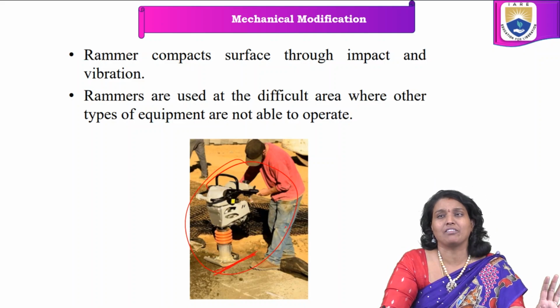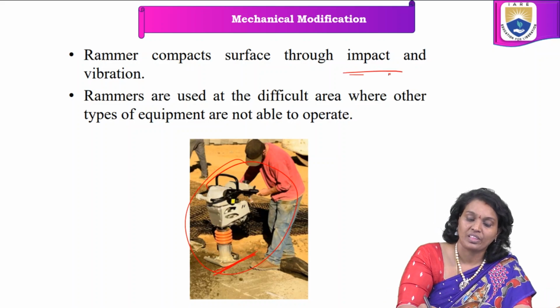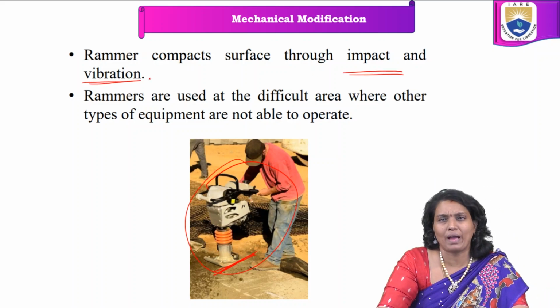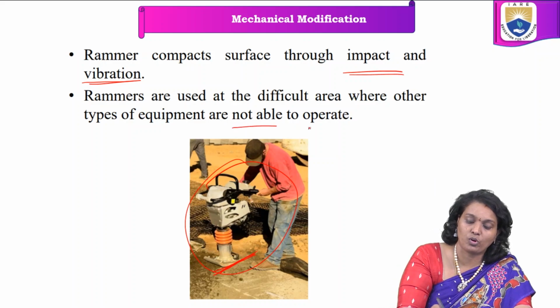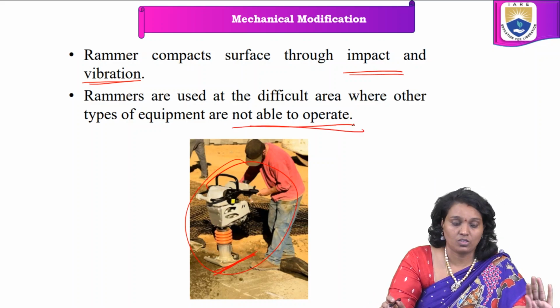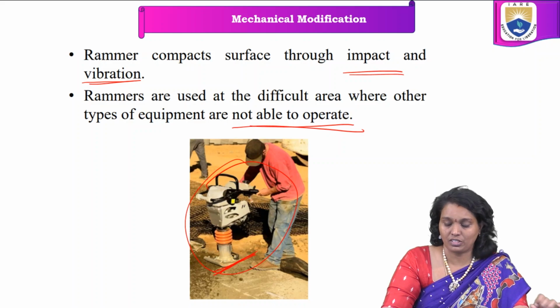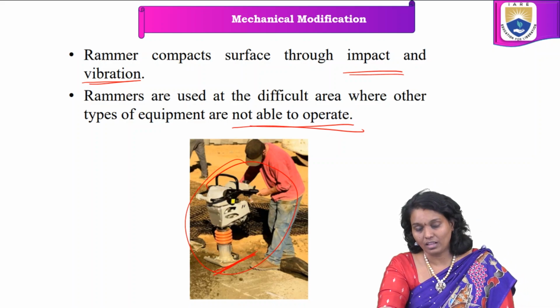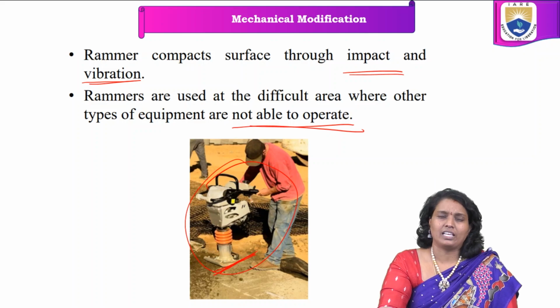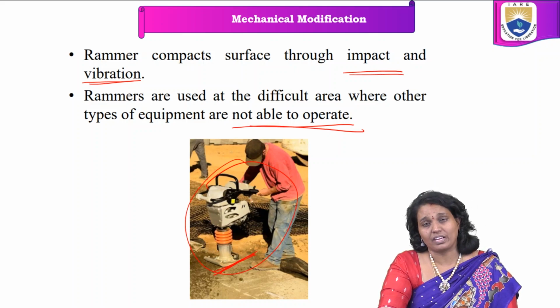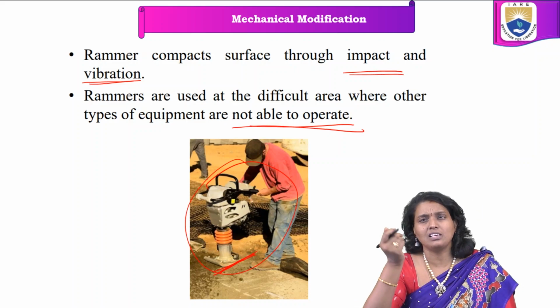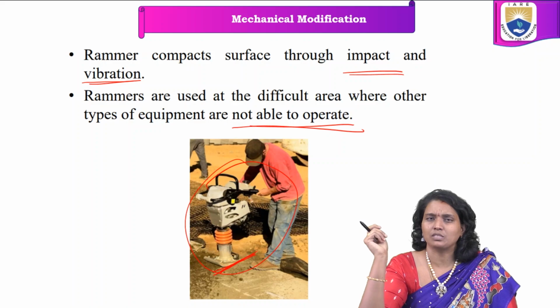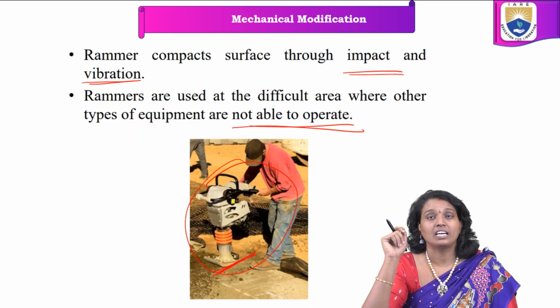The rammer compacts the surface through impact and vibration. So this rammer works based on impact as well as vibration. The rammers are used in difficult areas where other types of equipment are not able to operate. This is the specialty of the rammers which we use for compaction and required densification of the soil. It enhances the compressive strength as well as reduces the settlement of the foundation. These are the various parameters which we observed in rammers.